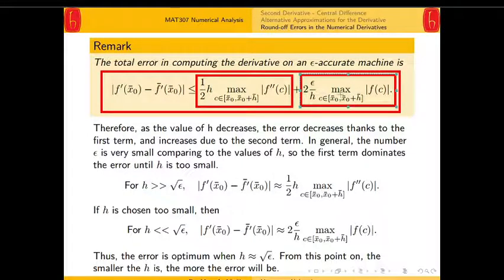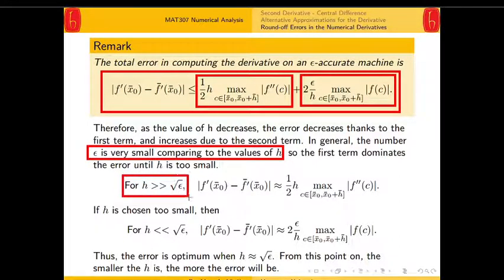Okay, this is also expected because if h decreases, then the number of operations will increase, so the round-off error will increase. So this will be the part where the error is decreasing, and with this the error will be increasing if h decreases. In general, the number epsilon is very small compared to h values. So the first term dominates until h is too small.